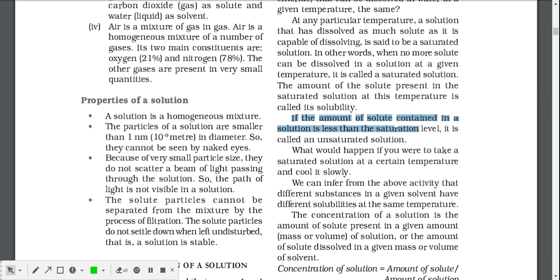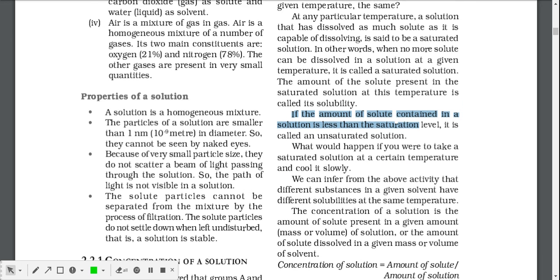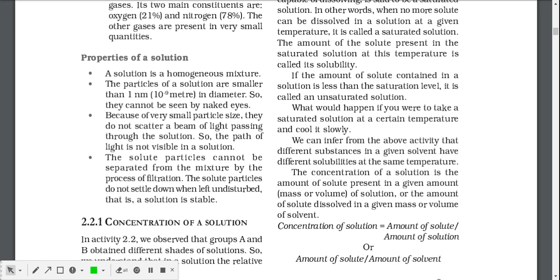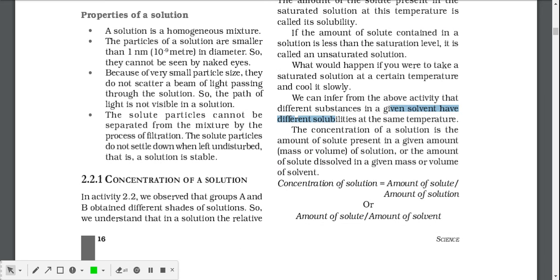So what would happen if you were to take a saturated solution at a certain temperature and cool it slowly? We can infer from the above activity that different substances in a given solvent have different solubilities at the same temperature. So the solubility can vary along with the temperature. The solubility goes on increasing with the increase in temperature basically. So you have to keep in mind that the solubility increases with the increase in temperature.